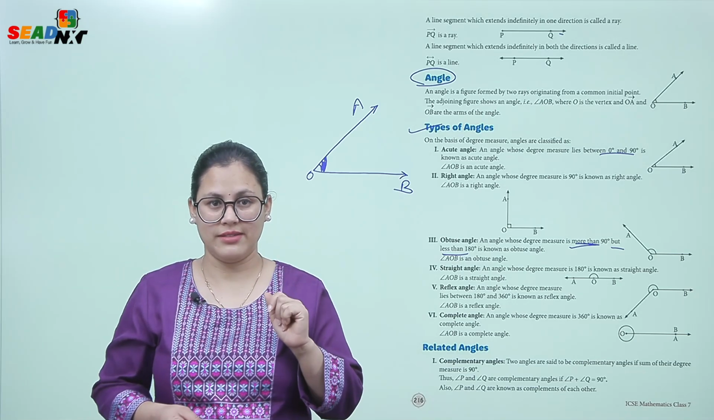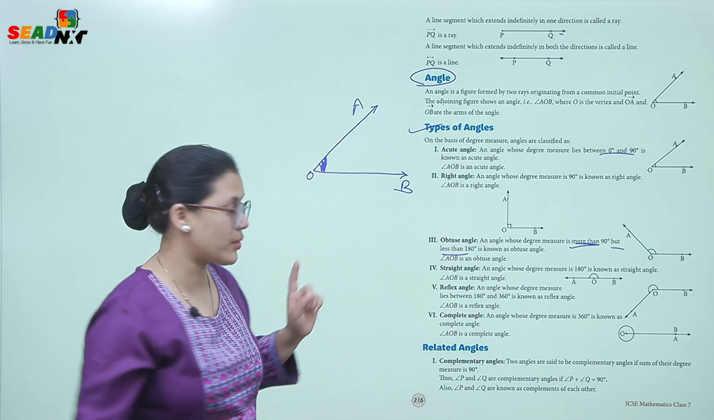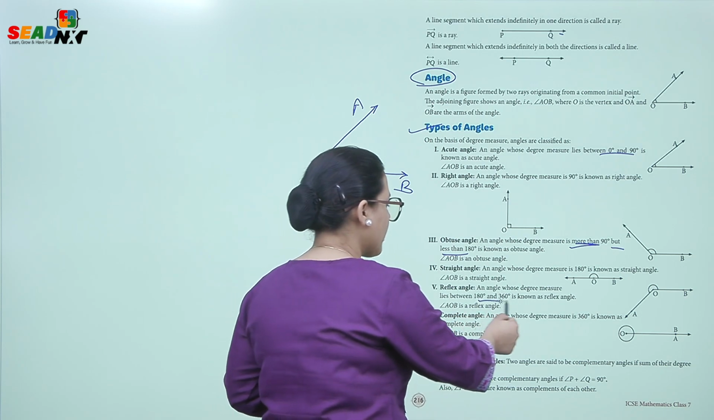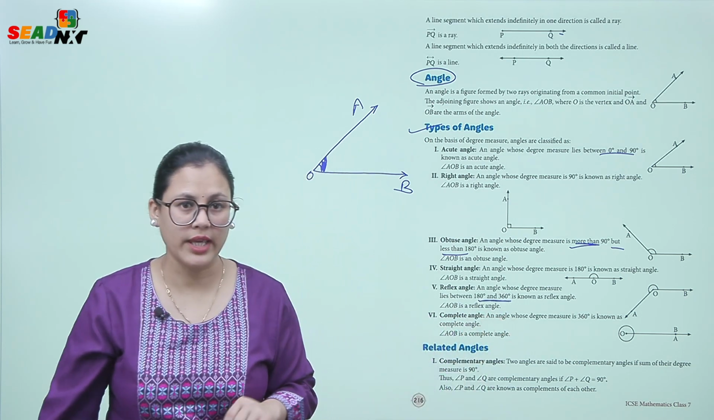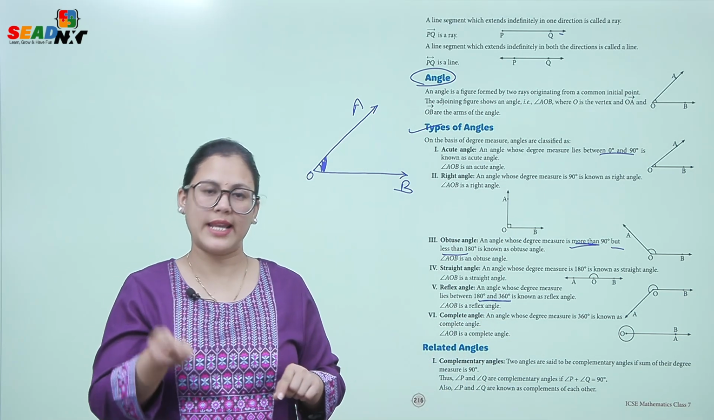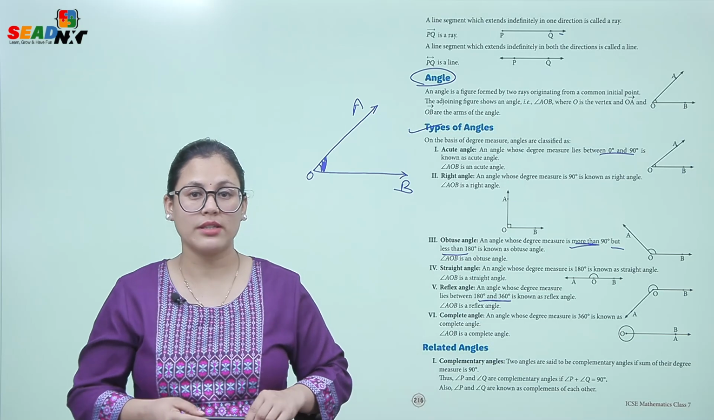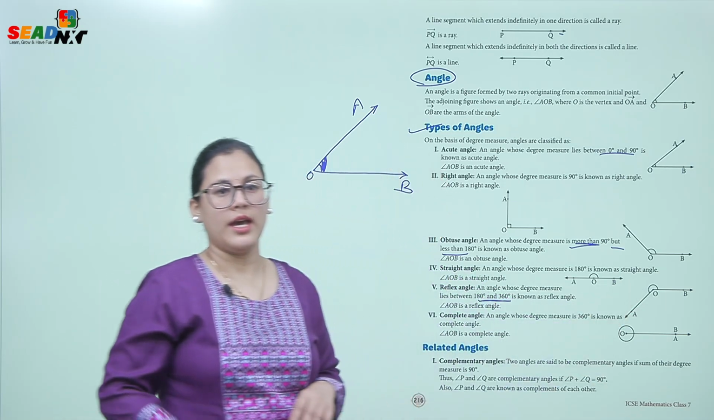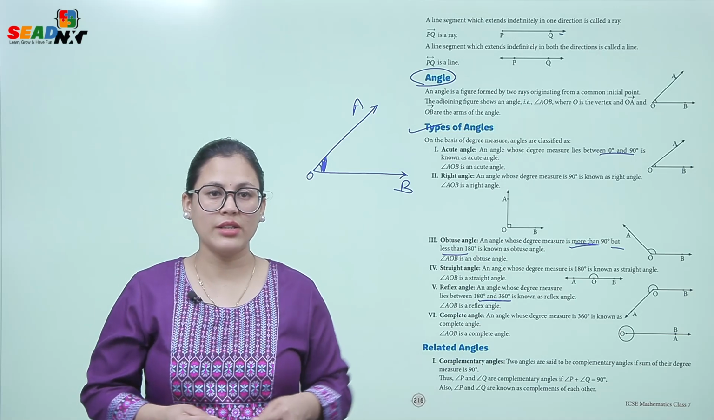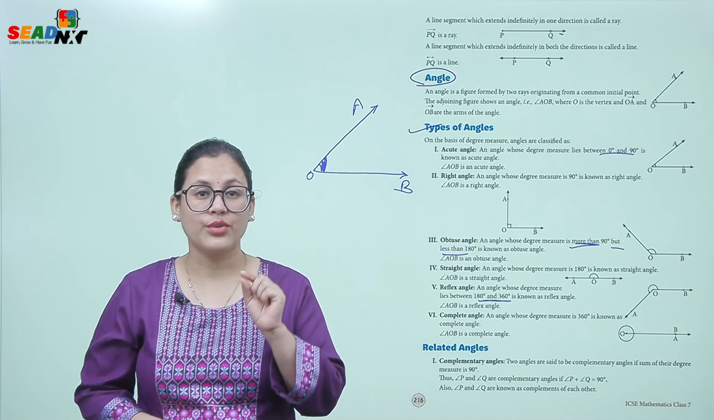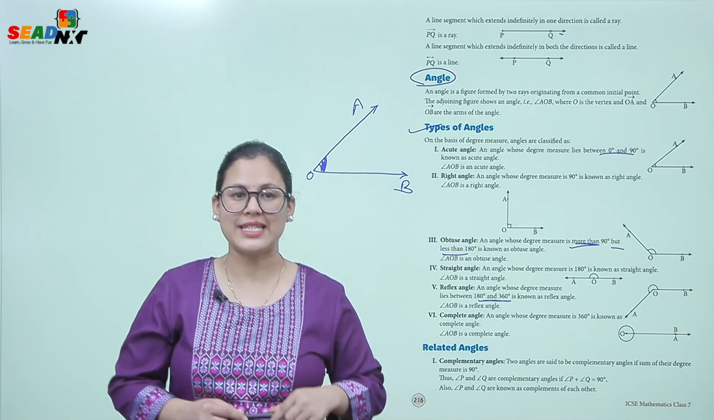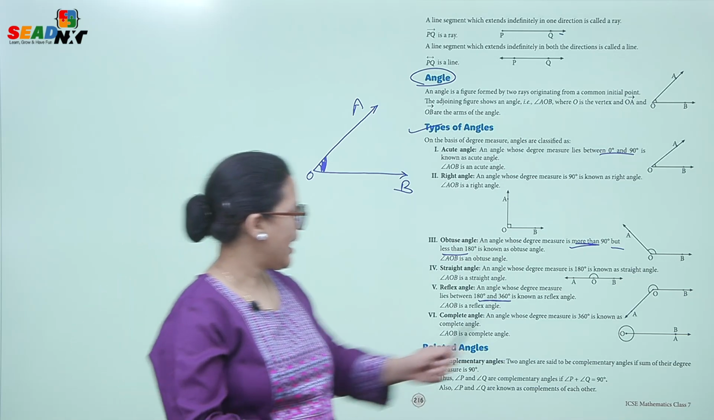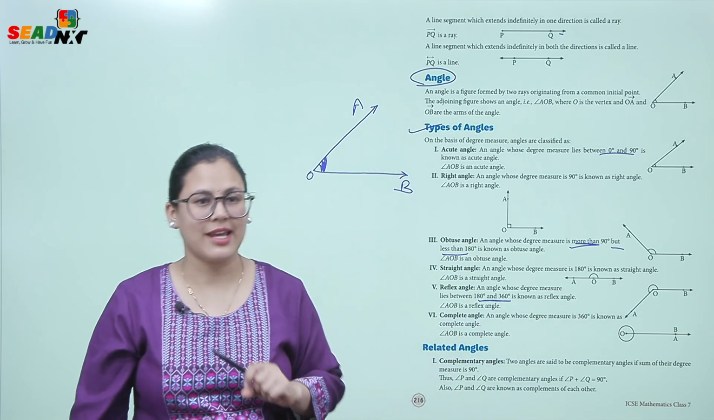5, reflex angle. An angle whose degree measure lies between 180 degree and 360 degree, okay, means greater than 180 degree and less than 360 degree is known as a reflex angle. See, this is a reflex angle. 6, complete angle. An angle whose degree measure is 360 degree is known as complete angle. Okay, for example, angle AOB is a complete angle.